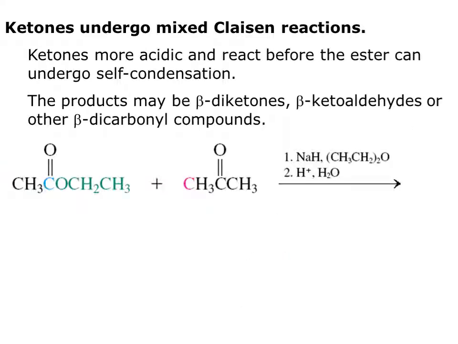You can have ketones that also undergo reactions. Remember, these protons are going to be a little bit more acidic, so we know that that carbon is the one that's going to lose its alpha hydrogen, not our ester. We also don't have a good leaving group on our ketones, so that would not act as a source of an electrophile.